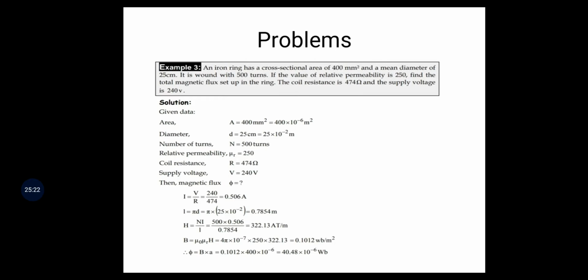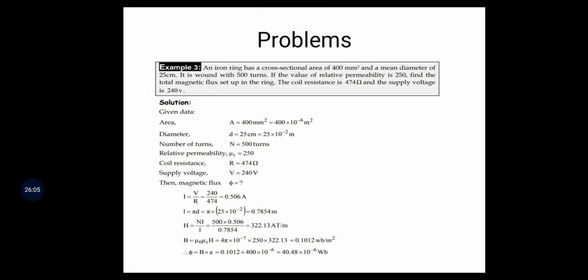H is equal to Ni by L. H equal to 500 into 0.506 divided by 0.7854, that equals 322.13 ampere turns per meter.